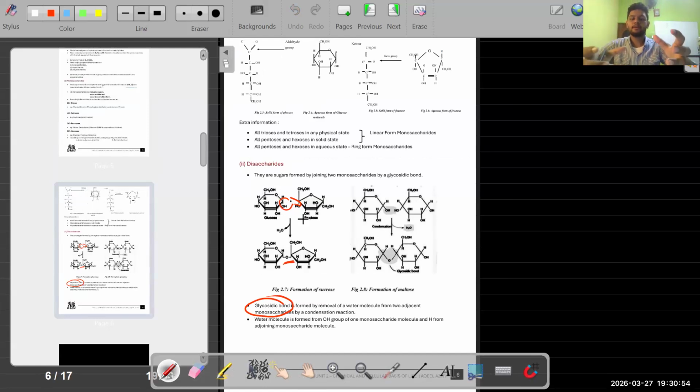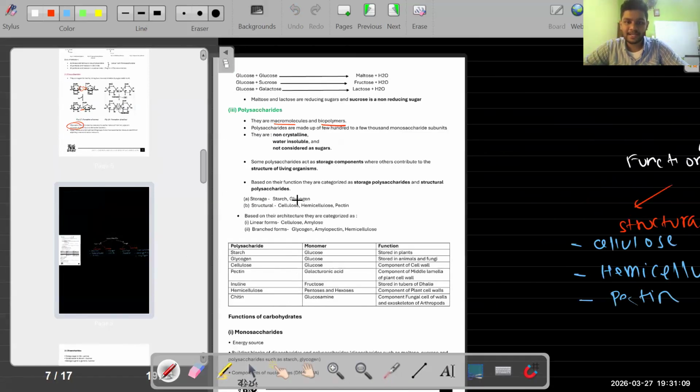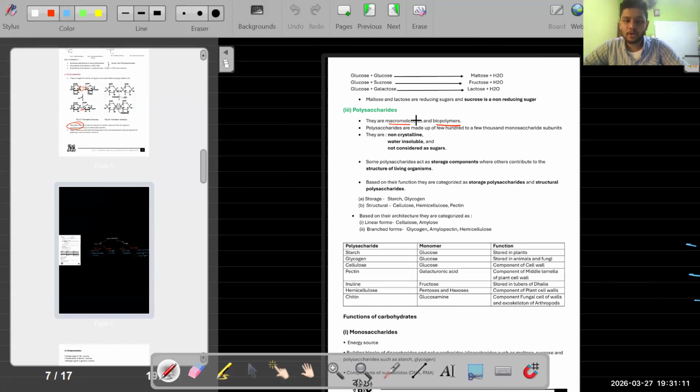Disaccharides are formed by a reaction between two monosaccharides. Then we learned about the glycosidic bond, which is the bond that connects two sugars. Then we came to the final part, the polysaccharides. Polysaccharides are macromolecules, meaning large molecules, and biopolymers, meaning biological polymers.